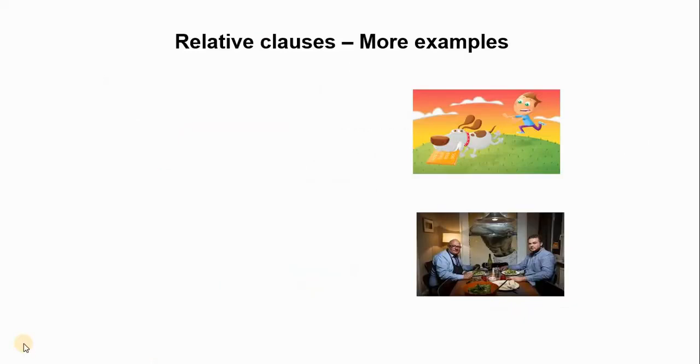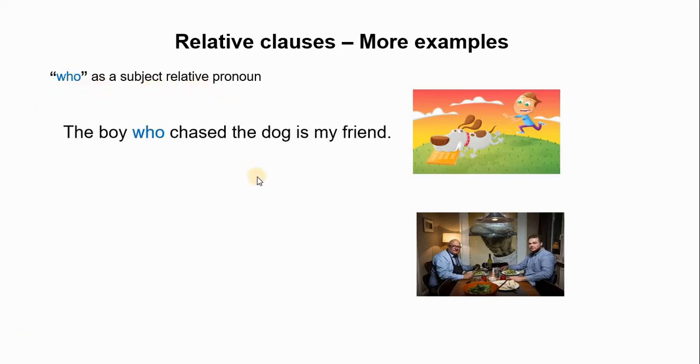Let's look at some more examples of relative clauses. Reminder, who as a subject, relative pronoun. The boy who chased the dog is my friend. So, who chased the dog is the relative clause. Who is a relative pronoun and it is the subject, because it's who chased, the subject of the verb chase, and the dog is the object. Alright? Easy.